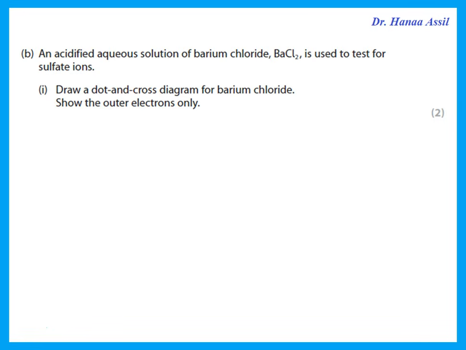Then he says an acidified aqueous solution of barium chloride is used to test for sulfate ions. Draw a dot and cross diagram for barium chloride. So how do we draw a dot and cross diagram for barium chloride? Remember that barium chloride is ionic. Barium is in group 2. It will lose its 2 electrons in outermost shell to become barium 2+.